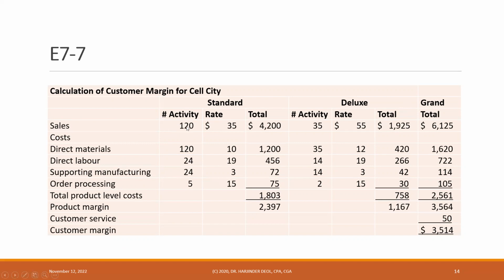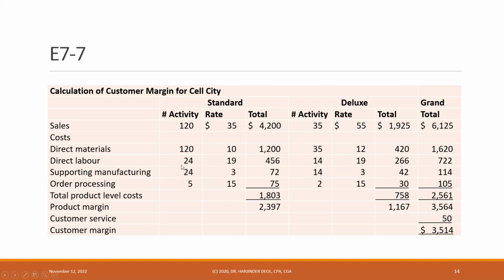There were sales: 120 units sold of the standard model at $35 each for $4,200. For the deluxe, 35 units at $55 each for a total of $1,925. The direct material cost for the standard model is $10 per unit, so 120 units times 10 is $1,200. Whereas for the deluxe model, the cost of direct material is $12 per unit times the 35 units sold gives us $420.